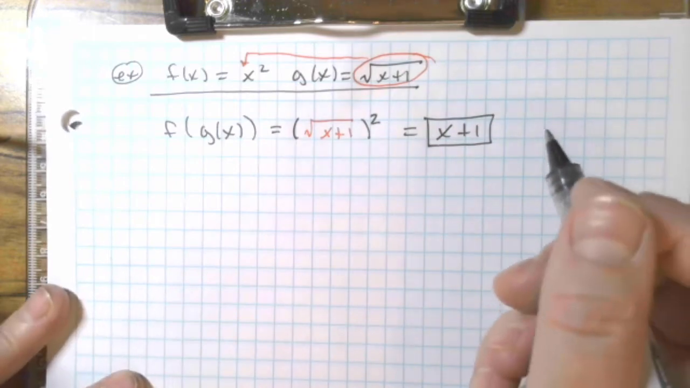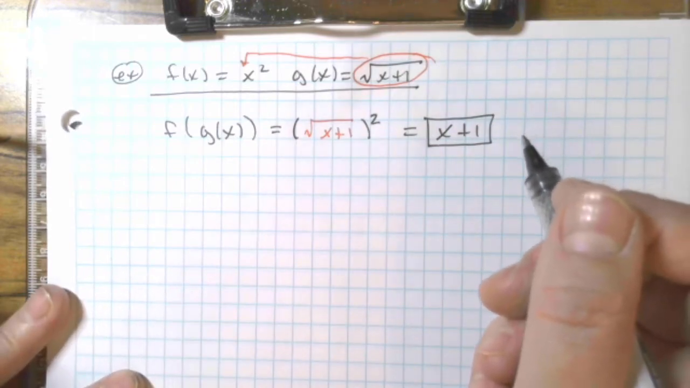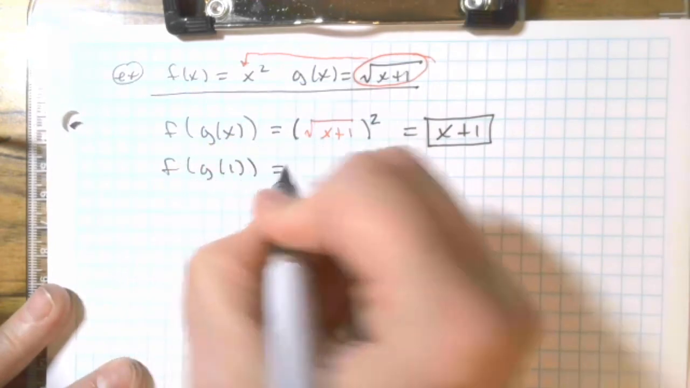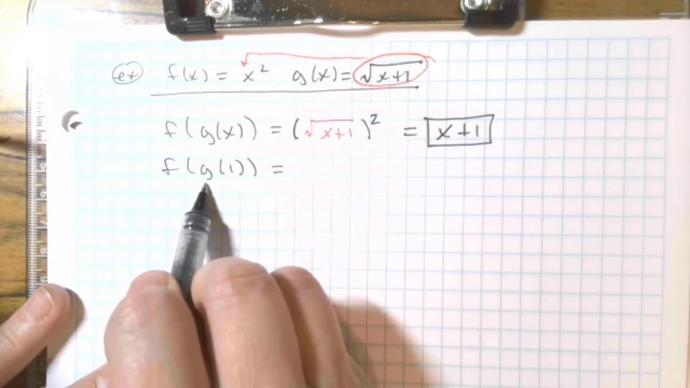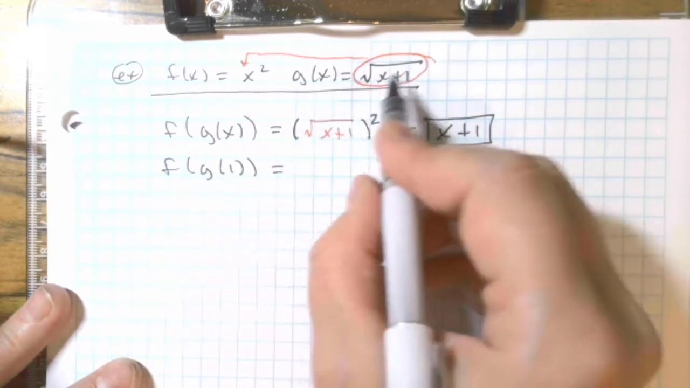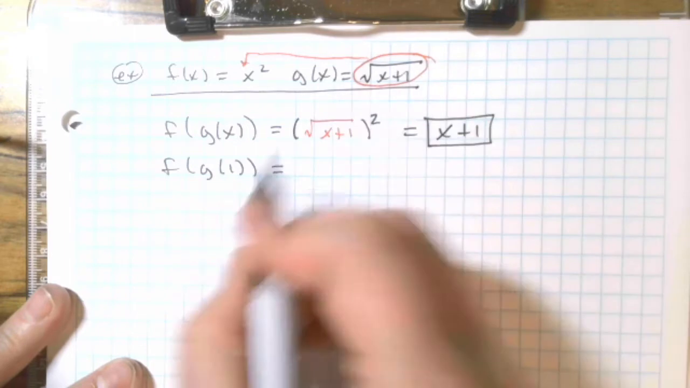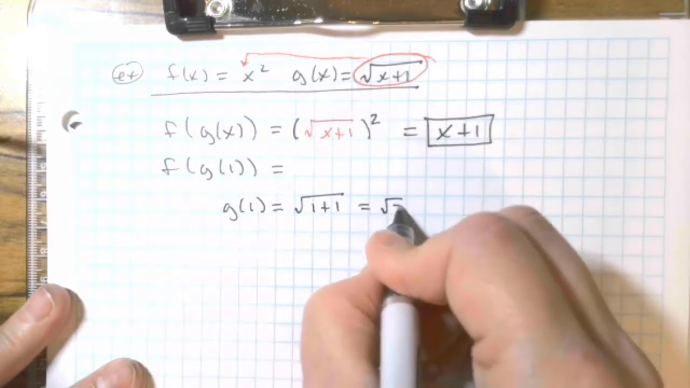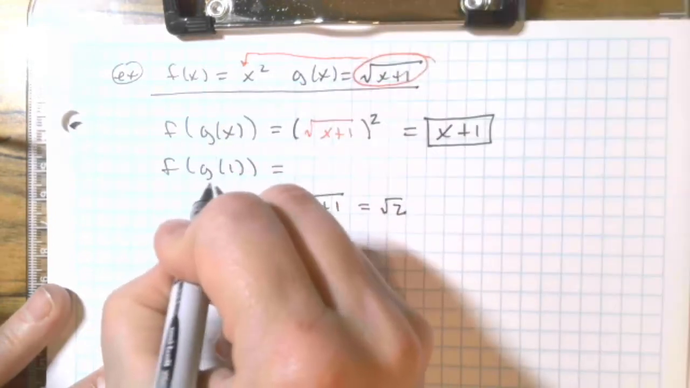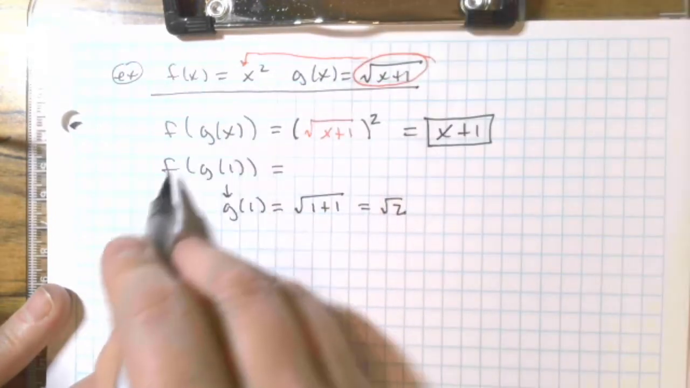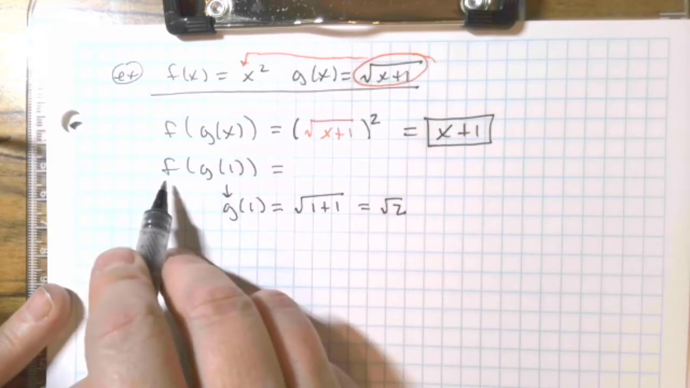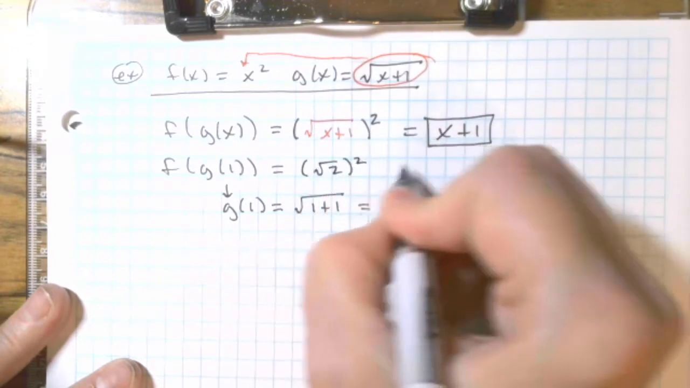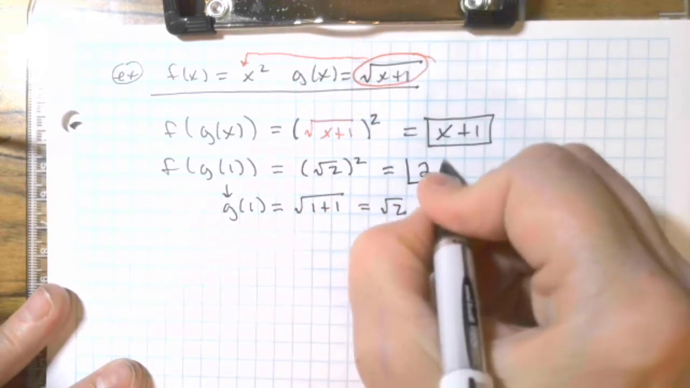Okay, let's do another one. Let's do f of g of 1. This says substitute a 1 into function g. So if I substitute a 1 in, g of 1 is the square root of 1 plus 1, which is radical 2. So we did this part first. Now we take the result and we feed it into f. We replace every x in f with radical 2. So it's going to be radical 2 squared, which is 2.